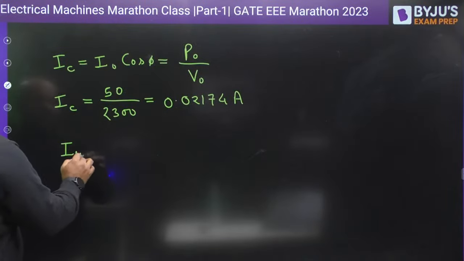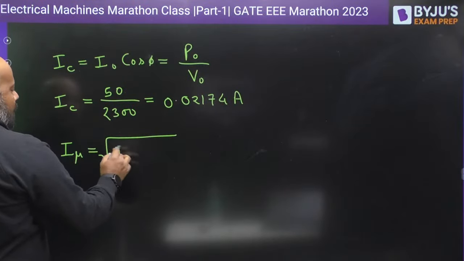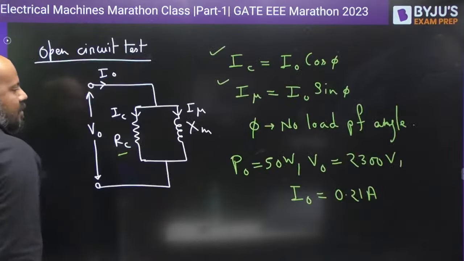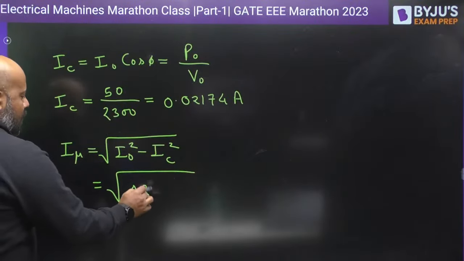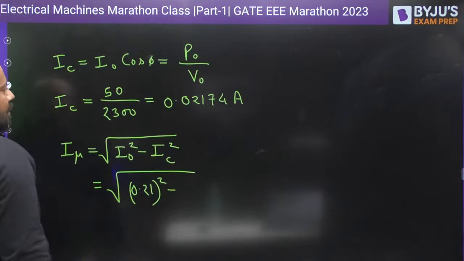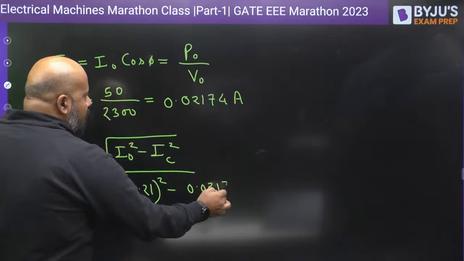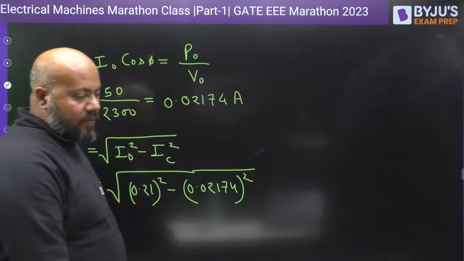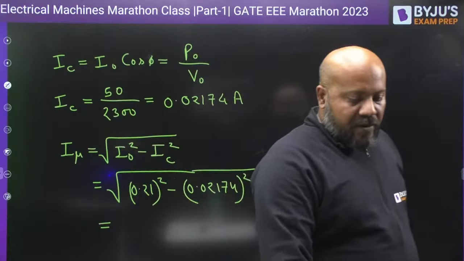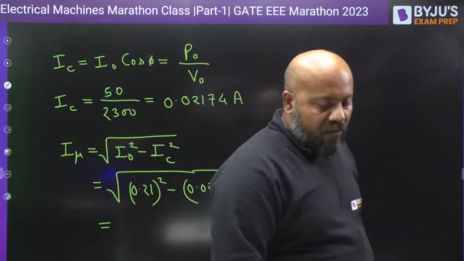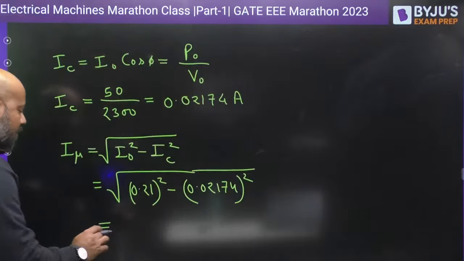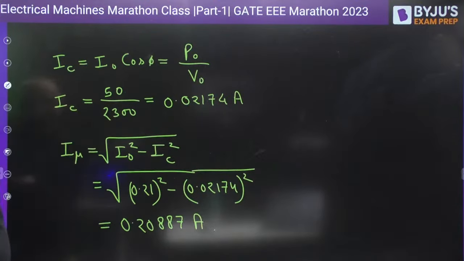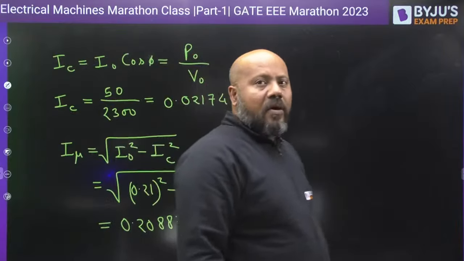You know what is I naught, you know what is IC. Can you tell me what is I mu? Yes, it is going to be the square root of I naught square minus IC square. What is I naught? It is 0.21. So 0.21 square minus 0.02174 whole square. Just solve this. You will be getting I mu. As per my reference, you must be getting it as 0.20887 amperes. Just cross check it. So you got the IC and I mu.